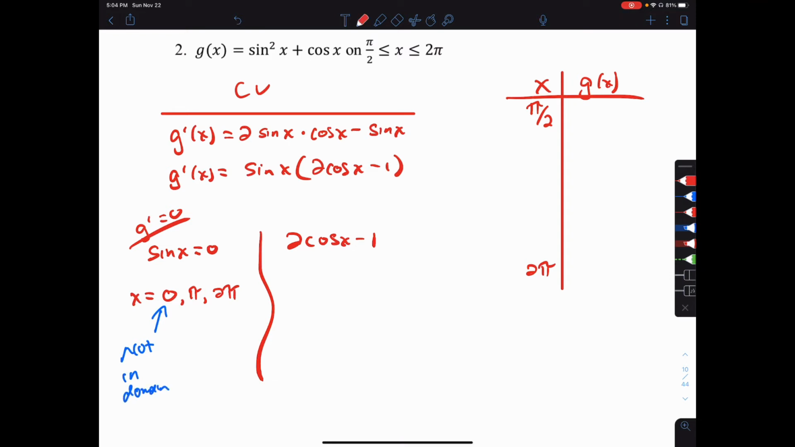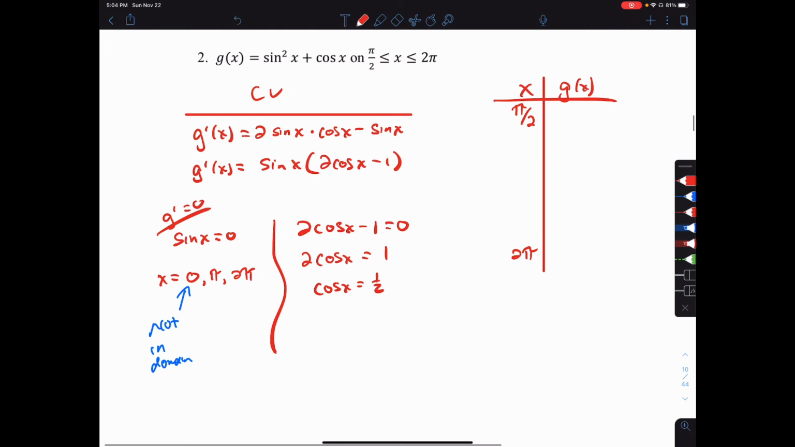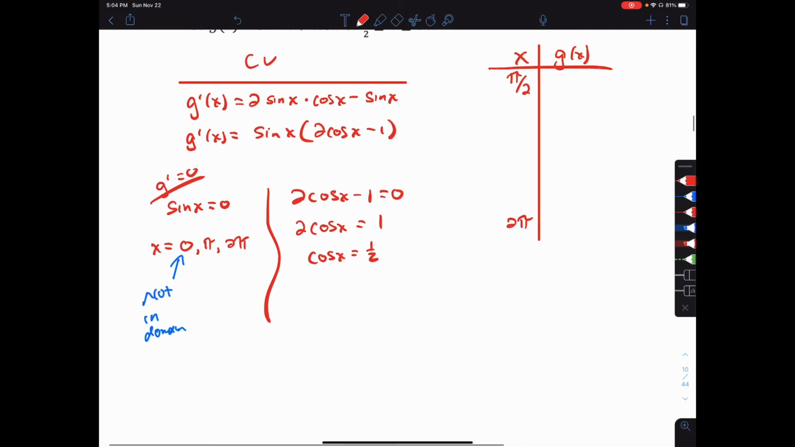As far as 2 cosine of x minus 1, you set it equal to 0. If we add 1 to both sides, when is cosine of x equal to a half? Well, if I go back to my coordinate plane, cosine is the adjacent leg over the hypotenuse. That would be 1 over 2. That could be in quadrant 1. That could also be in quadrant 4.